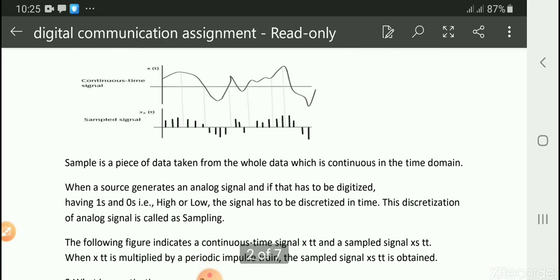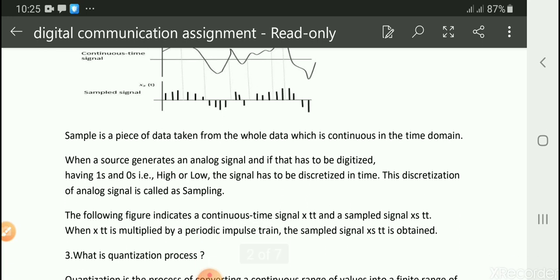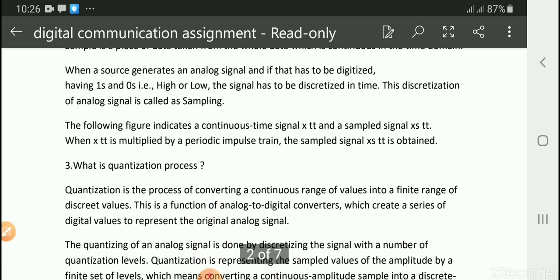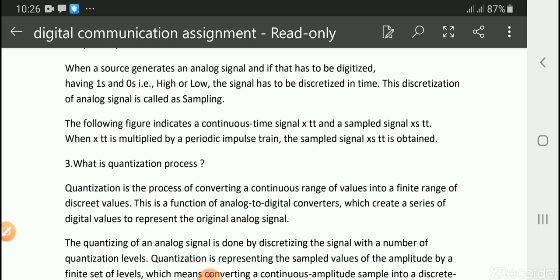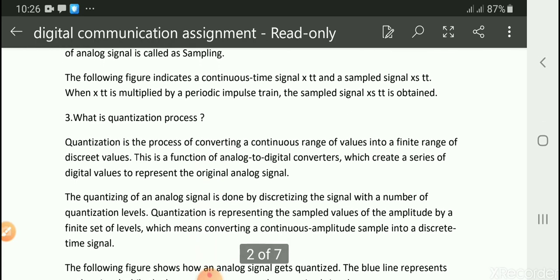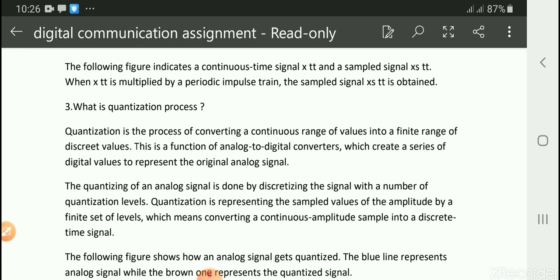A sample is a piece of data taken from the whole data which is continuous in the time domain. When a source generates an analog signal, if it has to be digitized, having ones and zeros, high or low, the signal has to be discretized in time. The discretization of an analog signal is called sampling. The following figure indicates a continuous time signal x(t) and sampled signal. When x(t) is multiplied by a periodic pulse train, the sampled signal is obtained.